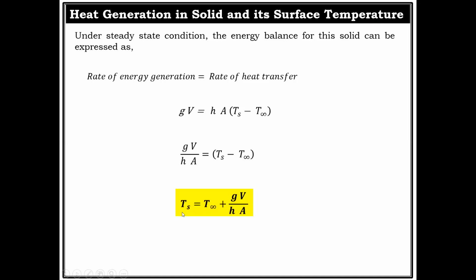Now rearrange to find out what will be the surface temperature. So surface temperature Ts becomes T infinity plus GV upon HA. And no doubt this whole term is positive, so always remember Ts is always higher than T infinity. Then and only then is heat transferring from the object surface to the surrounding fluid. So surface temperature is T infinity plus GV, total heat generation, divided by HA, and this A is the surface area exposed to heat convection.